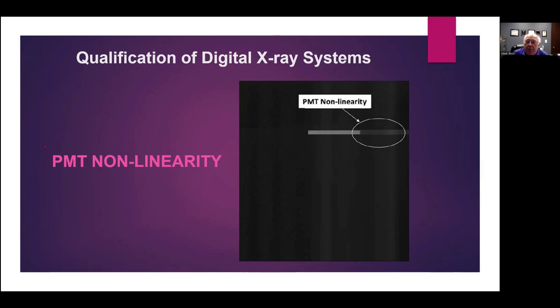Your photo multiplier tube can cause problems too. So here you can see a problem with nonlinearity. You see this fade line or difference here. So that would be a problem. That would either need adjustment of the photo multiplier tube or perhaps there's something faulty there.